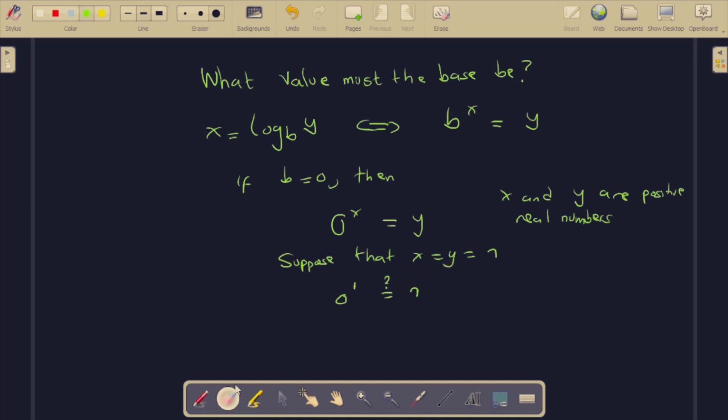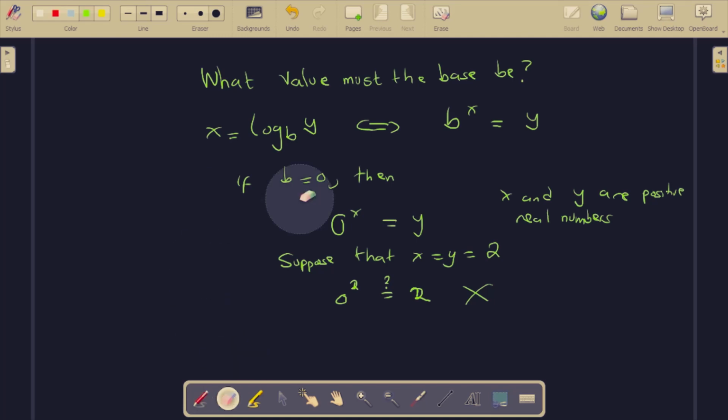Now, if you think I'm messing with you, you can choose another value of x. You can choose 2, for example. So you're going to have 2 here, and a 2 here. Same problem. This is false. So the base of the logarithm cannot be 0 because we're going to have some inconsistent results.